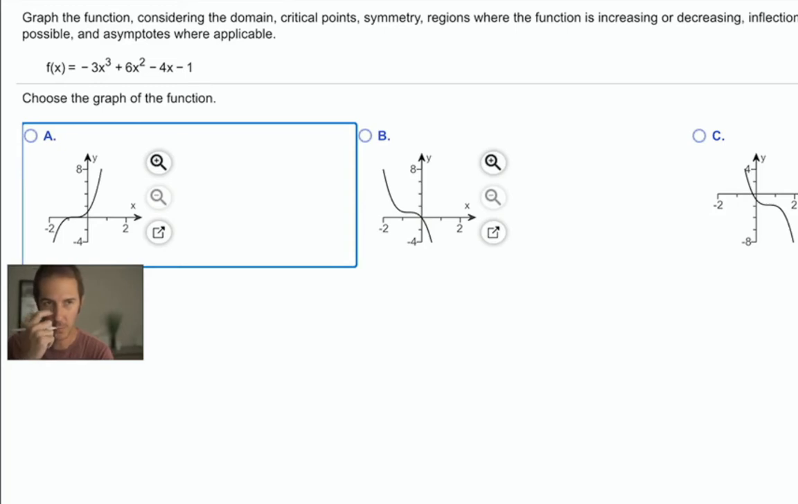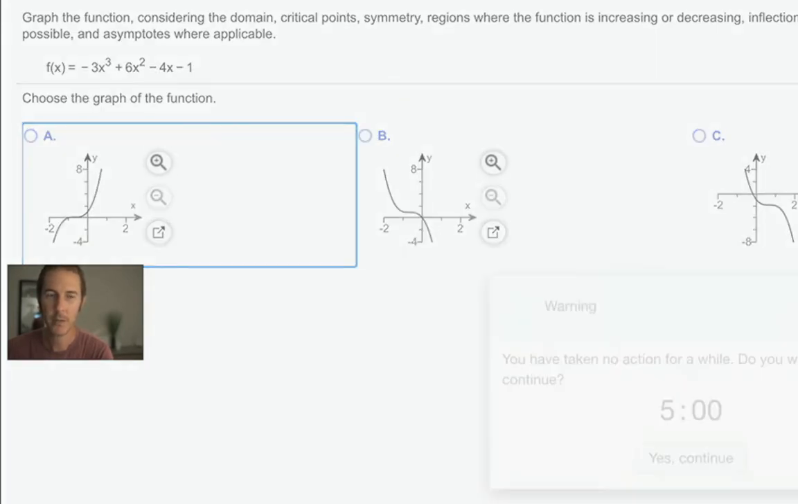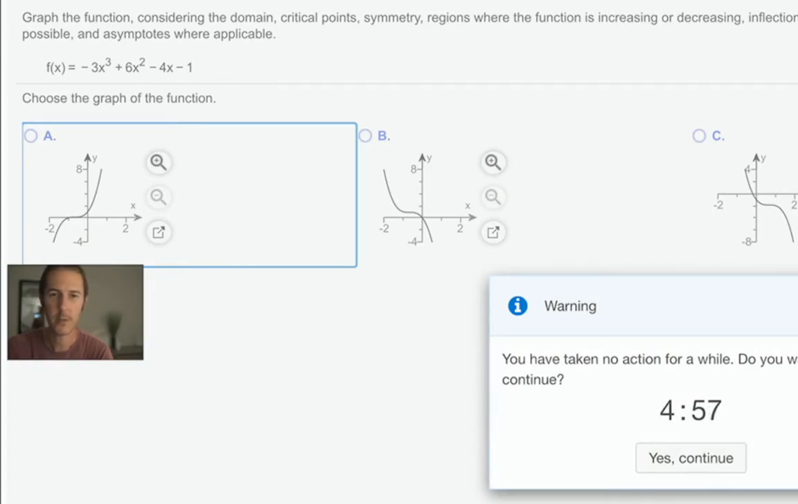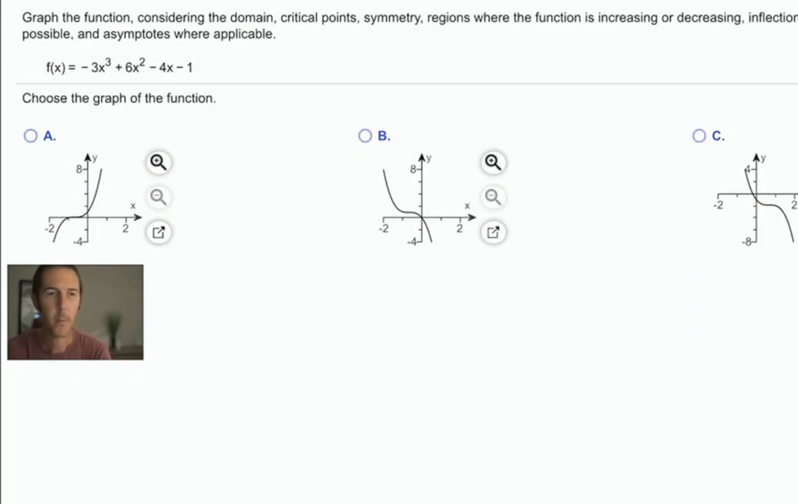This one is asking us to graph this function, which is a third-degree polynomial. Setting it equal to 0 in order to find x-intercepts might be challenging. So maybe that's not the best use of your time, but certainly plugging in an x value of 0 in order to find your y-intercept would be good.